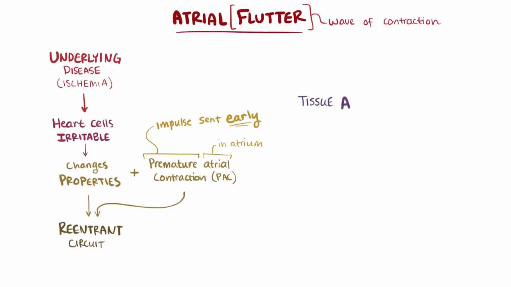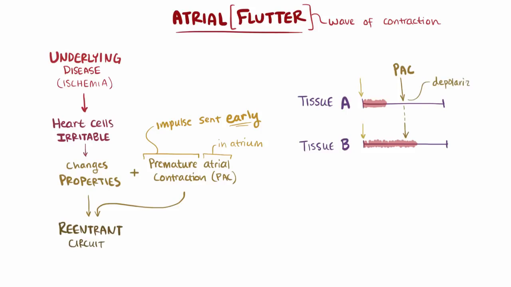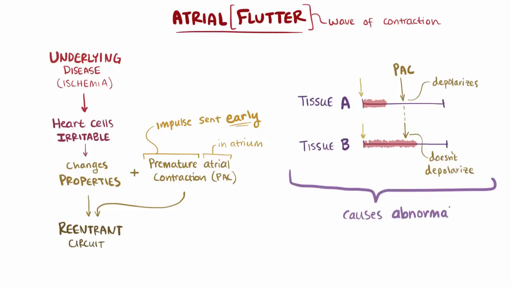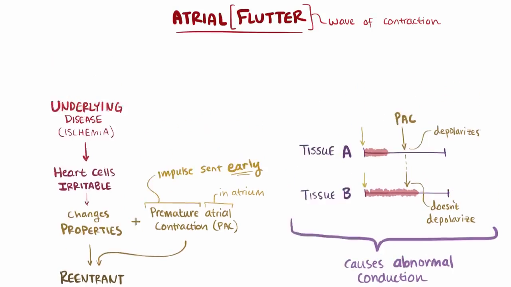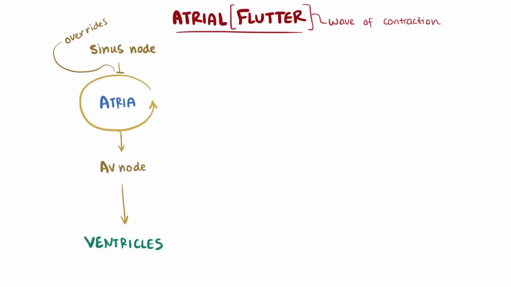So let's just say tissue A has a short refractory period, and tissue B has a longer refractory period. If a PAC is timed just right, one tissue might depolarize, and one might not. And this can propagate an abnormal wave of depolarization, which can go through the atria and initiate a reentrant circuit. In order for the ventricles to contract, though, that signal needs to move down through the AV node.